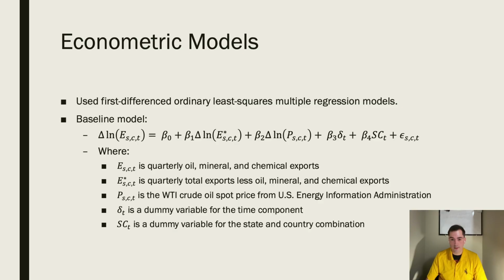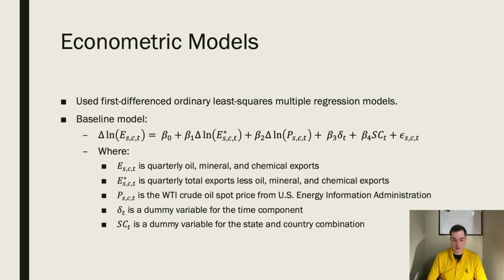So for this analysis, I decided to use first difference panel data models. And so this is my baseline model, where S_CT represents quarterly oil, mineral, and chemical products from state S to country C in time period T. And so I'm using quarterly US data from 2010 to 2021 for this analysis.